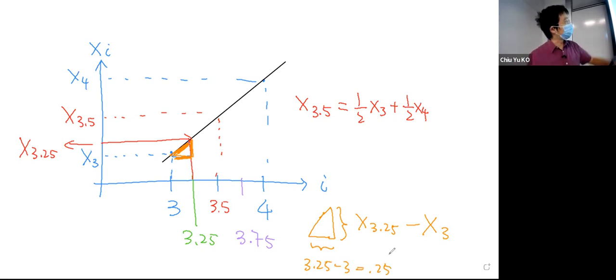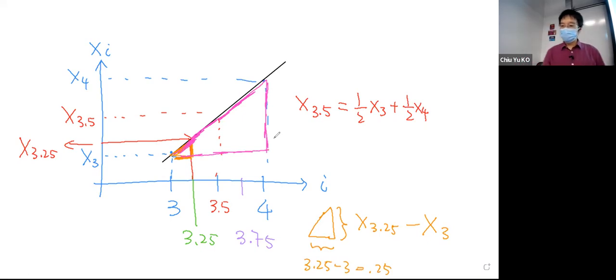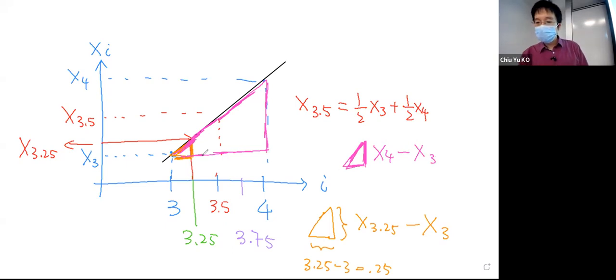Now look at this triangle and look at the very big triangle here. I use purple. Look at this very big triangle again. What is the height? The height is just x4 minus x3. And what's the horizontal length? It's just 4 minus 3, which is 1.